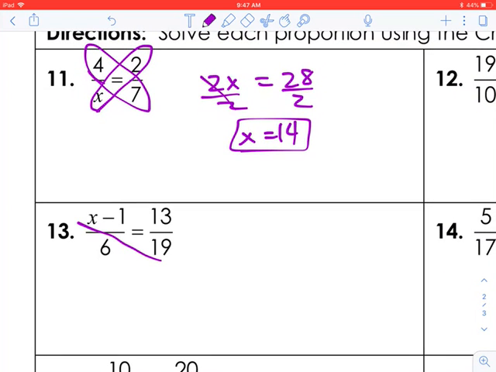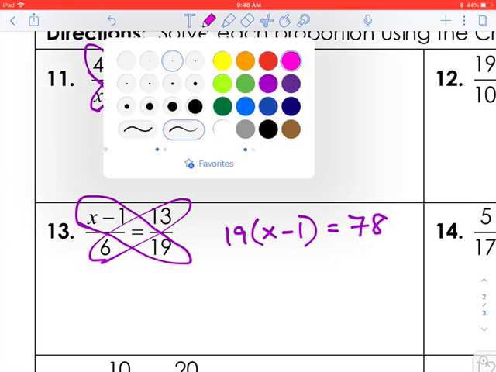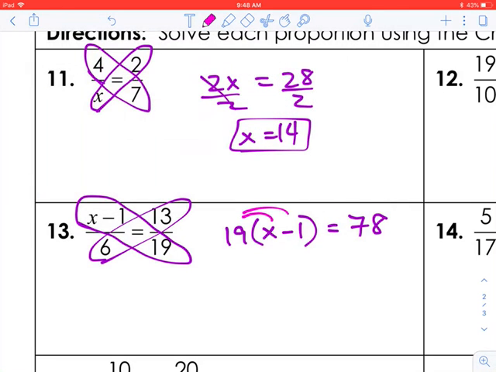Okay, same thing here. I would start with the one that has the x value. So 19 times (x minus 1). If you have more than one thing in a term like this, x minus 1, you need parentheses so that you make sure to distribute. Okay, and then 6 times 13 is 78. So at this point, you can either divide by 19 or distribute. So 19x minus 19 equals 78.